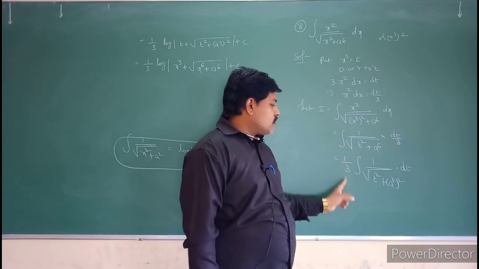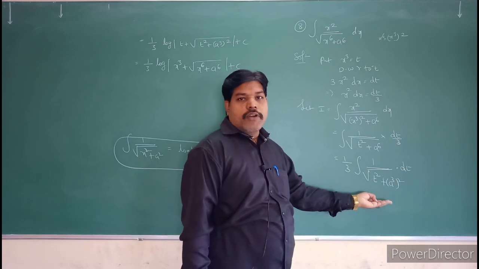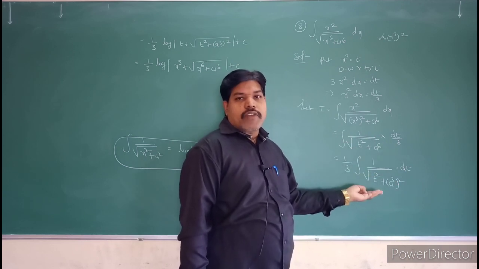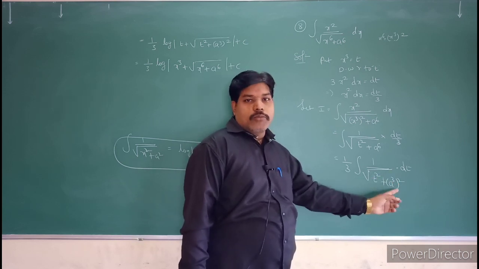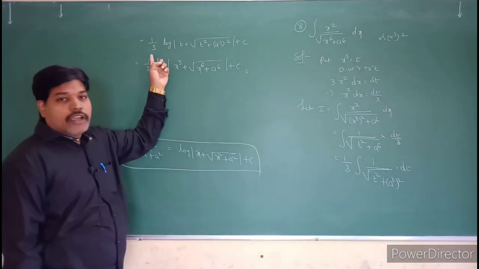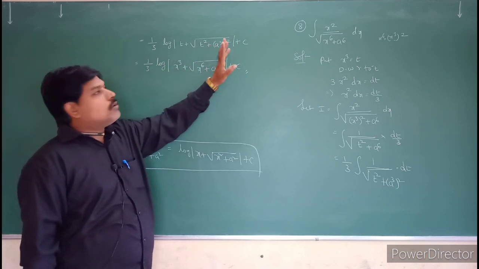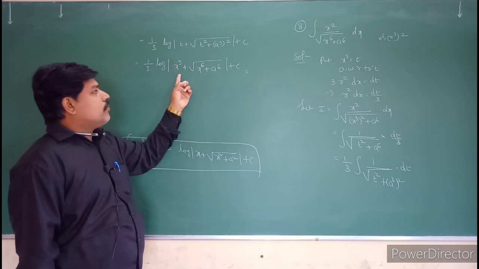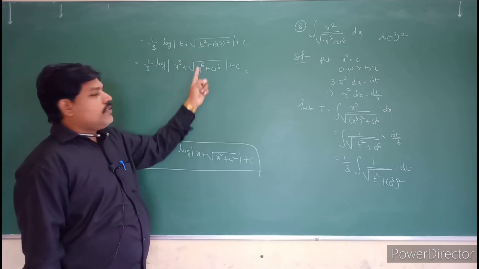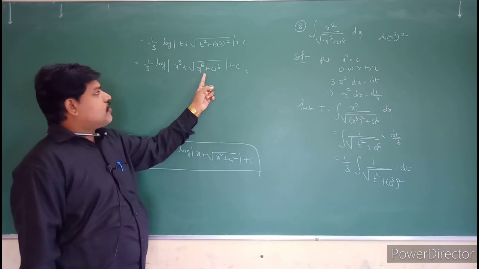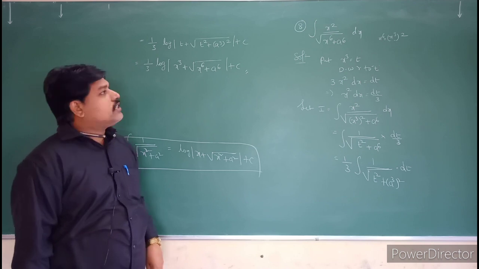So take this 1 by 3 outside, 1 by 3 integral of 1 by root of t square plus a cube whole square. It is in the form of integral 1 by root of x square plus a square. So in the place of a you have a cube. So that is nothing but 1 by 3 into log mod t plus root of t square plus a cube whole square plus c. So in the place of t just replace that x value, x cube. So x cube plus root of x cube whole square, that is x power 6, a cube whole square is a power 6, plus c. So see that question, students.